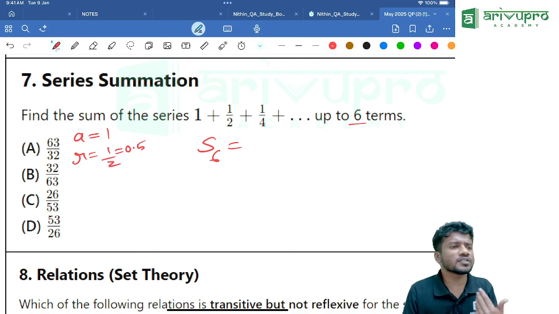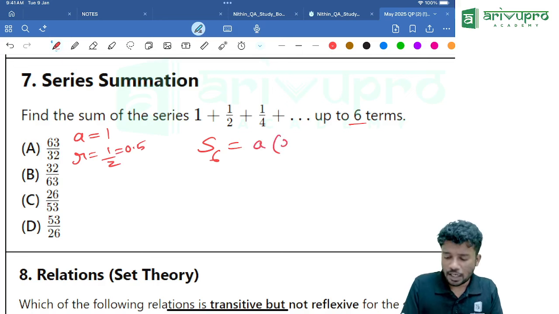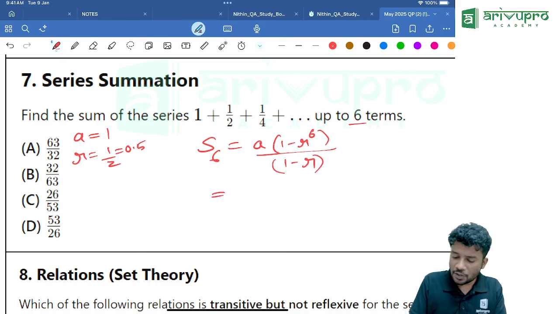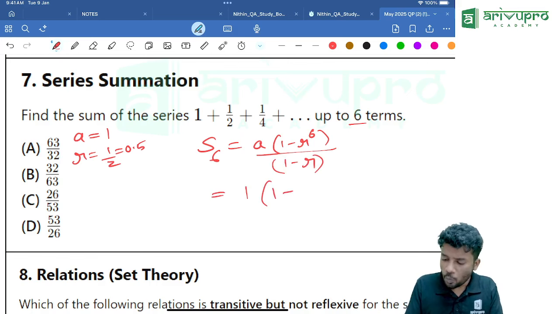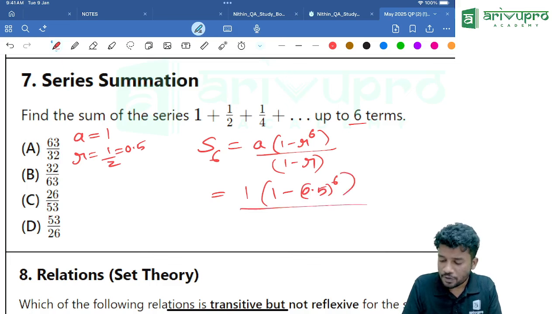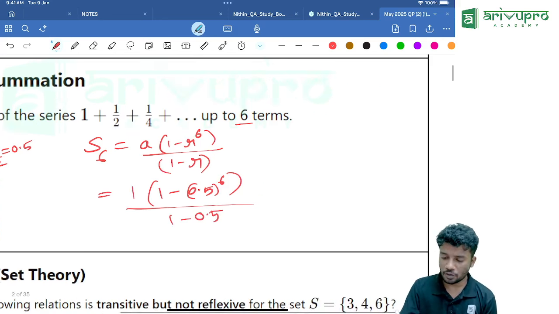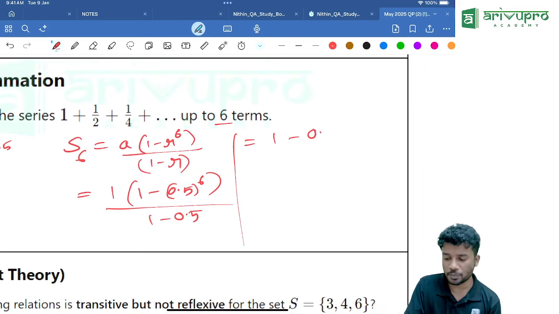Now, what is the formula for S6? A into R raised to 6 minus 1 divided by R minus 1. Since R is less than 1, you should write it as 1 minus R raised to 6 divided by 1 minus R. Instead of A, you put 1, and 1 minus R raised to 6 can be written as 1 minus 0.5, the whole raised to 6, the entire thing divided by 1 minus 0.5. Get me the answer. Just use the calculator, don't do anything else: 1 minus 0.5, the whole raised to 6, divided by 0.5.